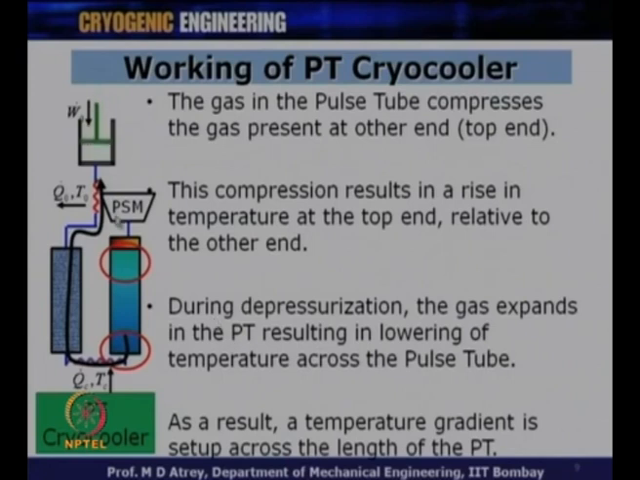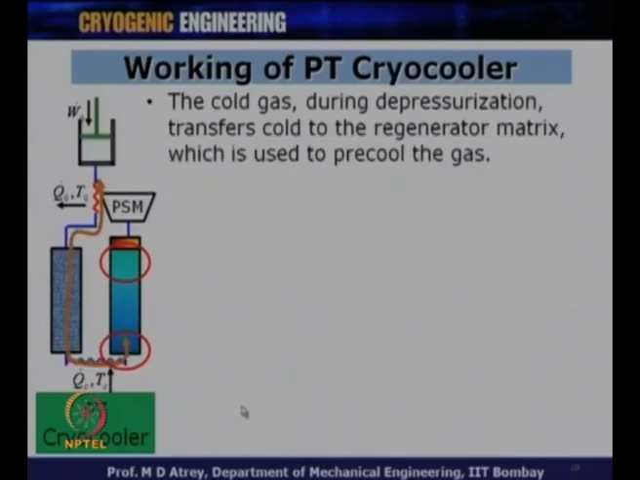So, first, during pressurization, we got increased temperature at the top end as compared to the cold end, and during depressurization, the gas expands and the temperature lowers down. As a result, a temperature gradient gets set up across the length. The temperature starts decreasing down. So, pressurization happens, temperature at the top end increases; depressurization happens, temperature decreases. As a result, a temperature gradient is set up across the length of the pulse tube. The temperature of the bottom end is going to be less than the temperature at the top end, and slowly and steadily the temperature at the bottom end will start reducing.